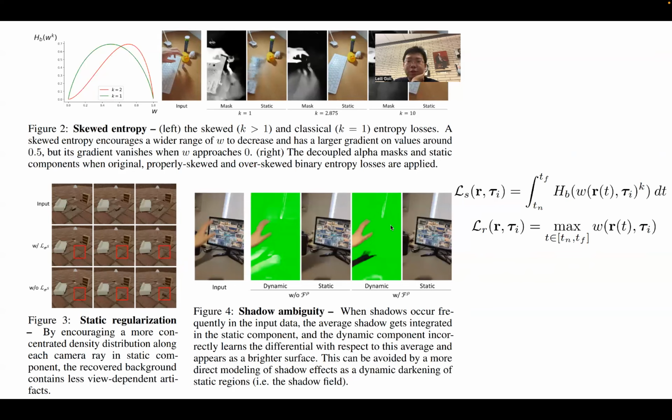So basically there are some different regularizations, and they also have another regularization on this weight. They are trying to minimize the maximum weight. They try to encourage explaining things with the static fields, except where it has to be explained by the dynamic. So this is trying to minimize the weight.